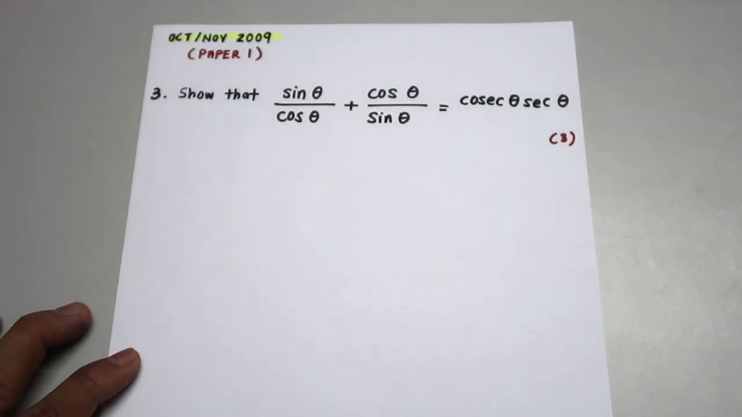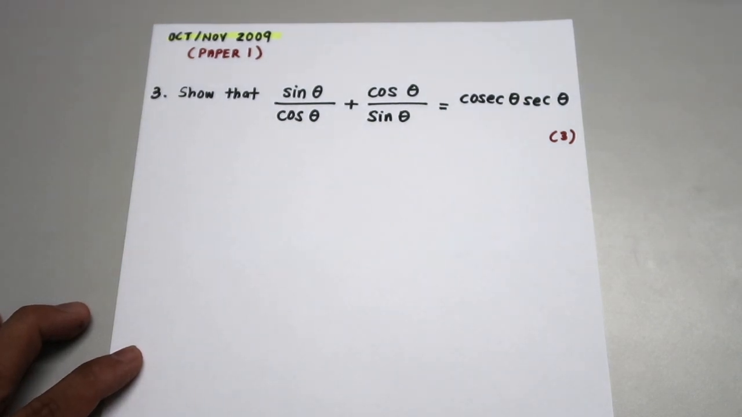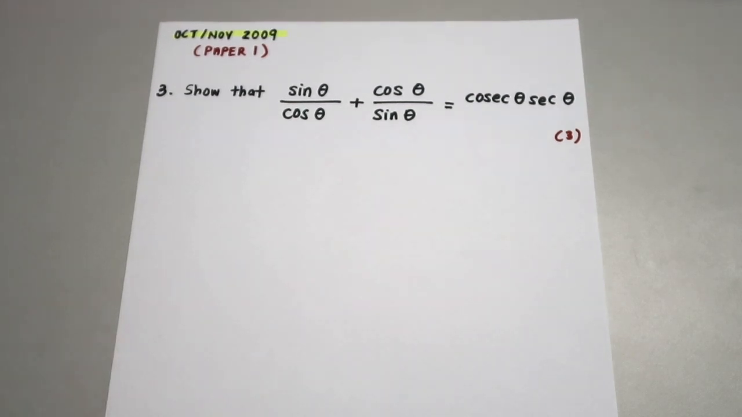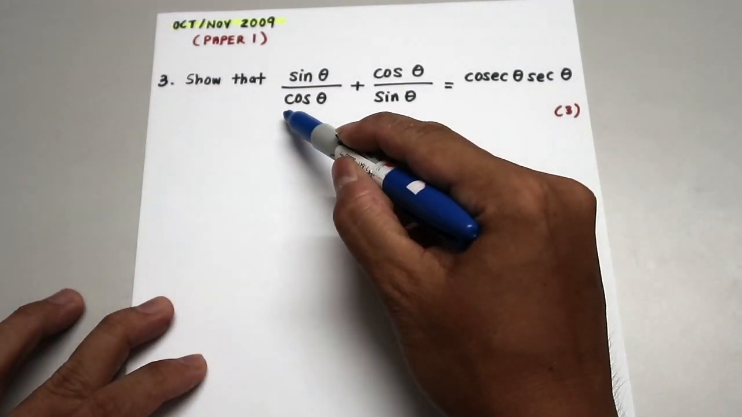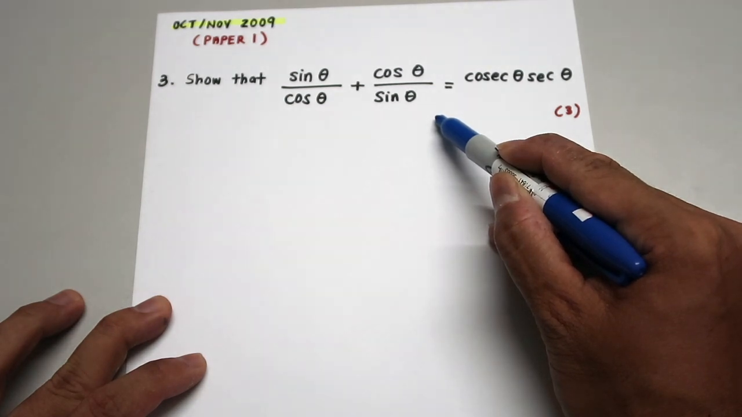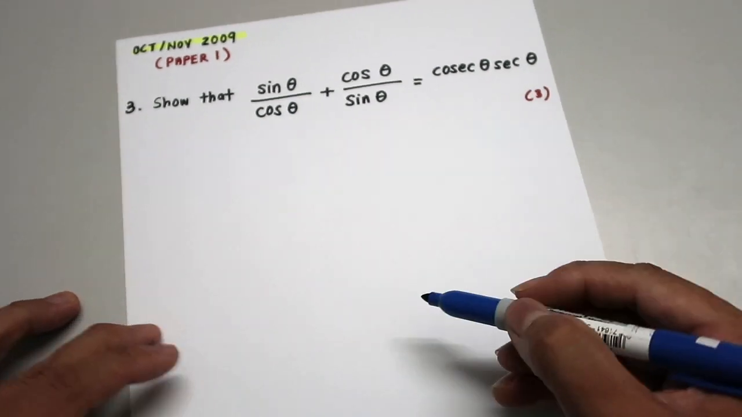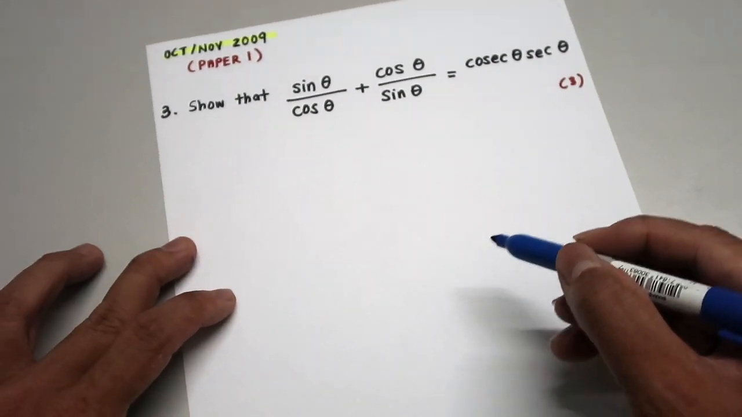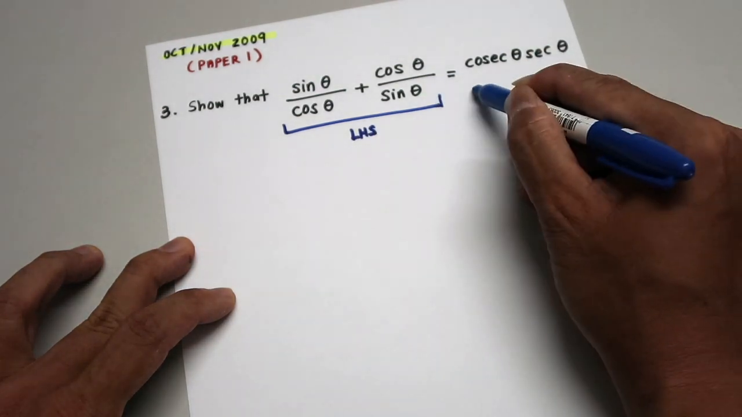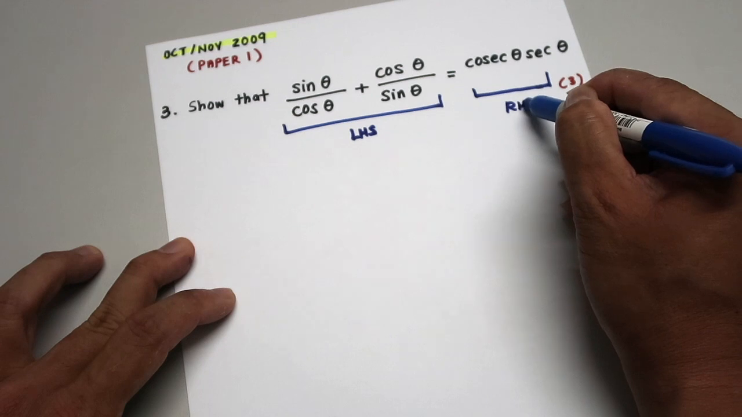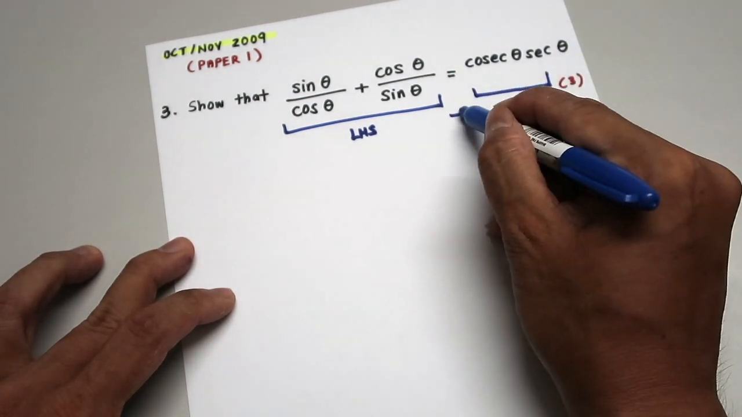Right, next is a question from November 2009, paper 1. It's a 3-mark question. So please feel free to pause this video and try it yourselves first before we go through the solution. So what do we have here? Basically it is proving or showing that our left hand side equals the right hand side. As we have seen in the earlier patterns, we are going to start from our left and try to achieve the right hand side.